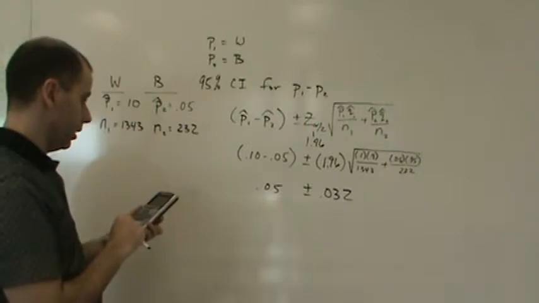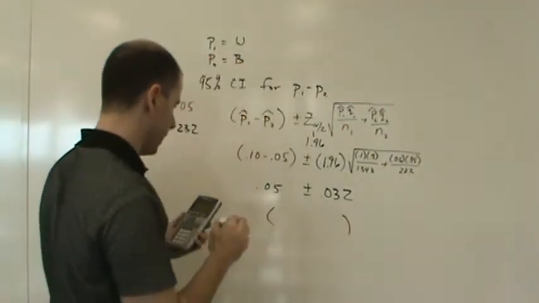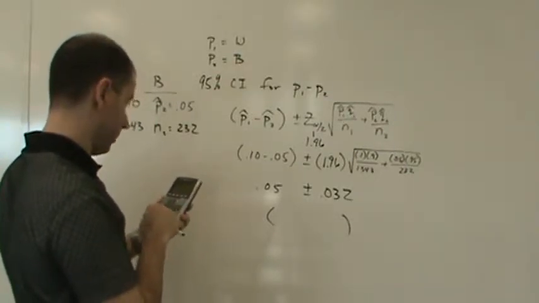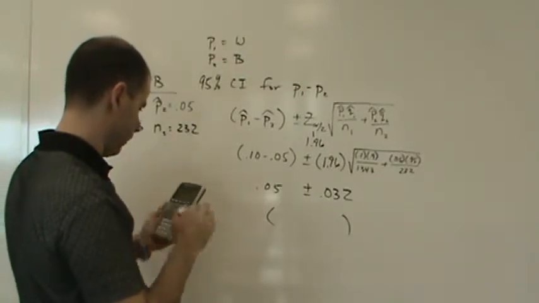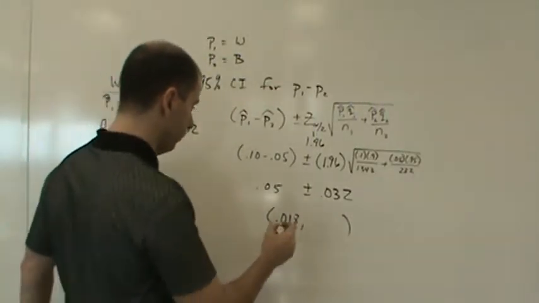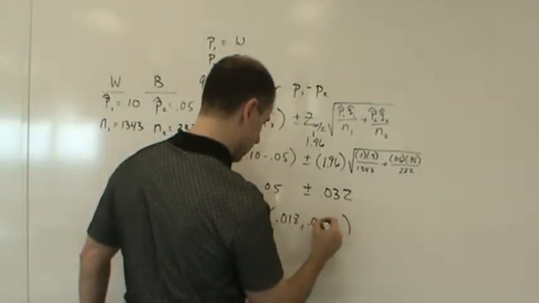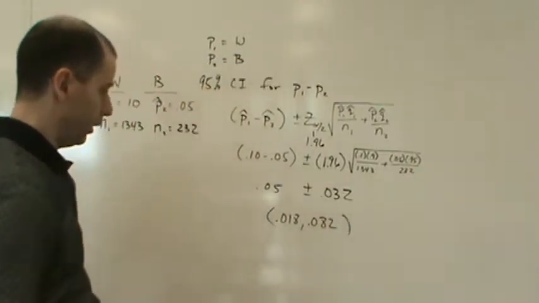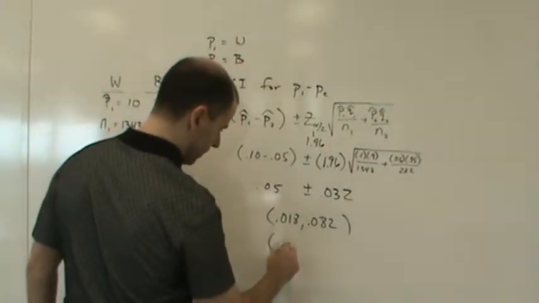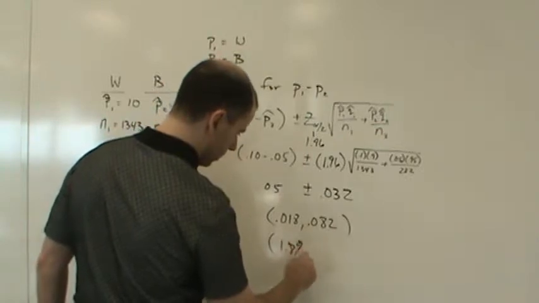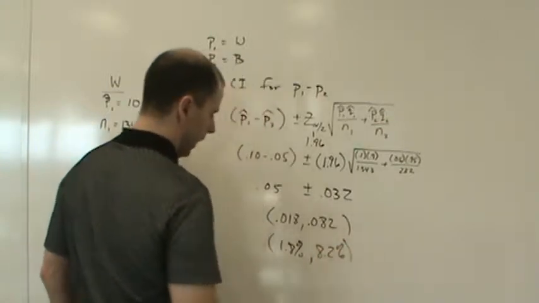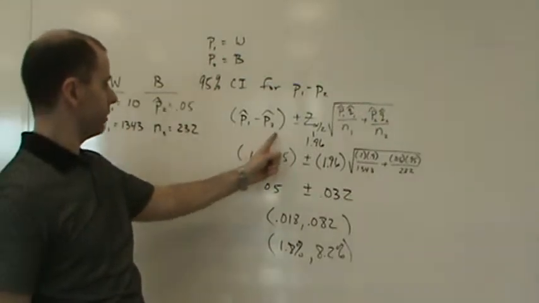So our confidence interval turns out to be 0.018 to 0.082. Now, with proportions, you want to write them as a percentage. So the way I would write this is 1.8%, comma, 8.2%.